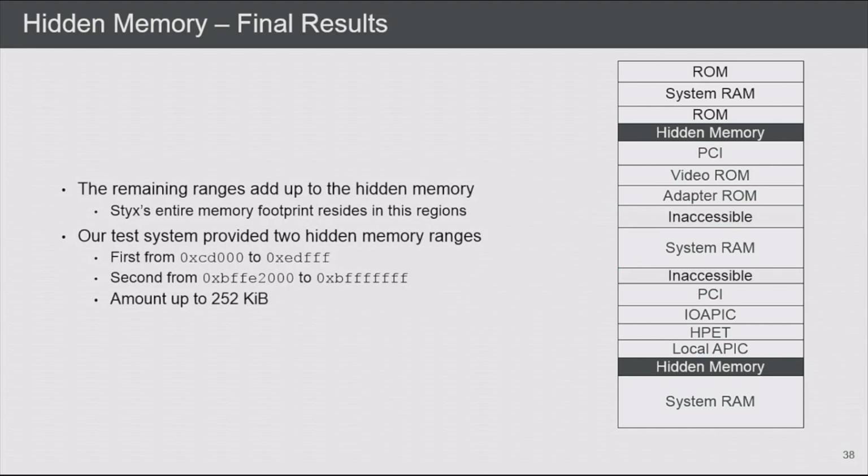So, in conclusion, in our test system, we were able to find 2 hidden memory ranges, which amount up to roughly 252 kilobytes, which can then be used by our rootkit.